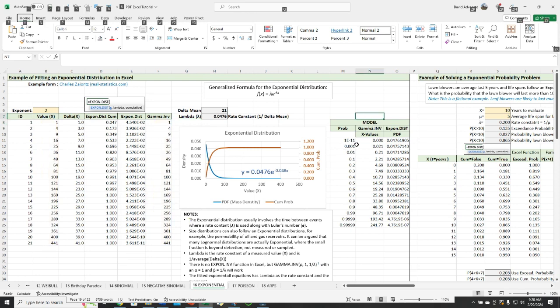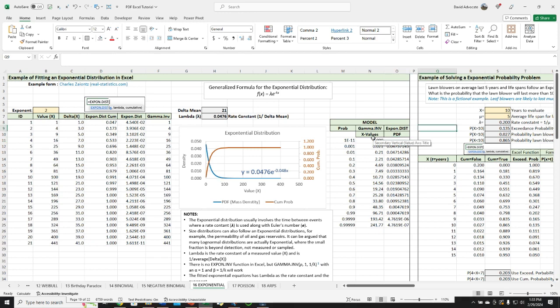For fun, I've set up a model here where I set up a range of probabilities going from a very small number to a very large number. And then I've calculated the x values for those probabilities using the gamma function, as we looked at a little while ago. And then I've used the Excel built-in expon.dist function to calculate the mass density, which basically gets me the same answer as this blue line.